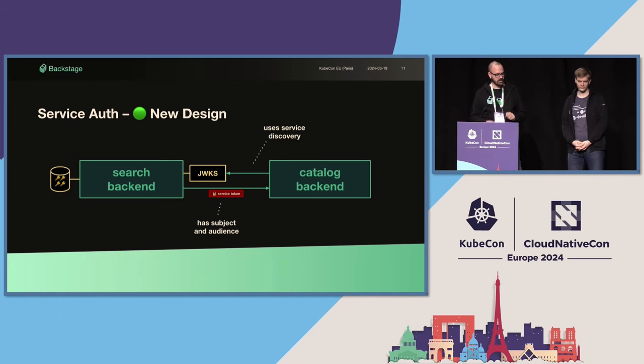So plugins create self-signed service tokens, which are only valid for one given pair of plugins. And the receiver can use the service discovery mechanism to turn around and ask who the claimed caller is and verify against their key set that it is actually issued by them. And the token can no longer be used against any other backend. And we get key rotation for free.